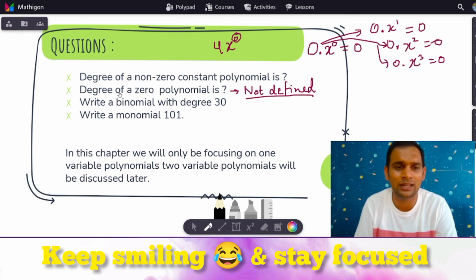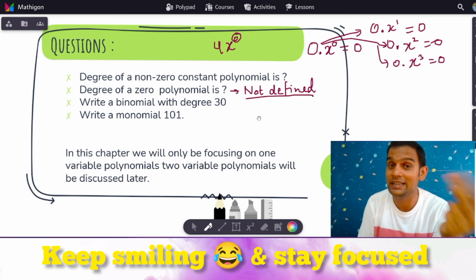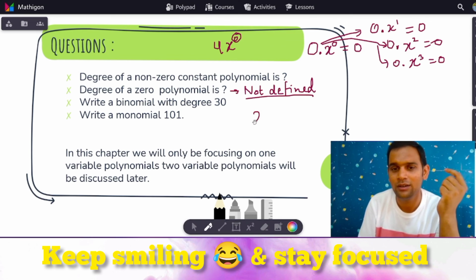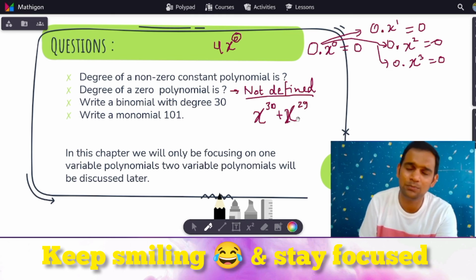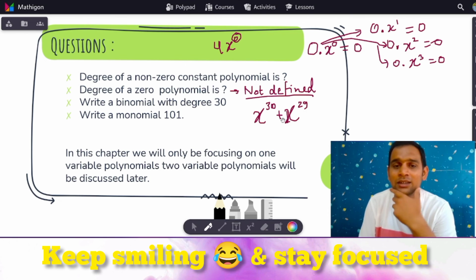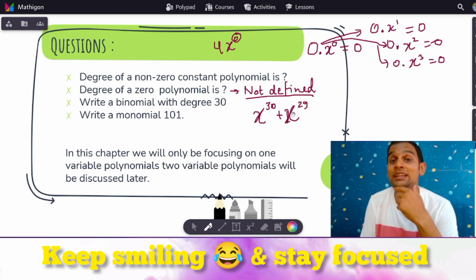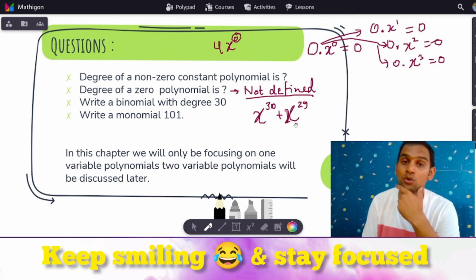Now, let's do a few questions. Write a binomial with degree 30. A binomial means two terms. Degree should be 30. So, x to the power 30 plus 1. That's all. Binomial means two terms, right? So, x to the power 30, it's the degree, obviously, plus 1. Or you can write x to the power 29. Only two terms, binomial, and the degree is 30. I cannot take any term which has a degree more than 30.